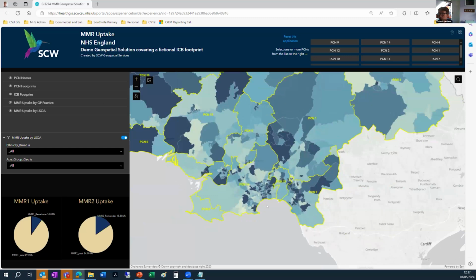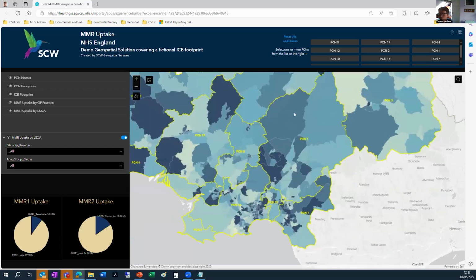So it might have PCN names. ICBs tend to be subdivided into PCNs, which are working groups of GP practices, kind of networks. They're basically practices working together, but our team has got a methodology for giving them a sort of footprint in the area of influence.